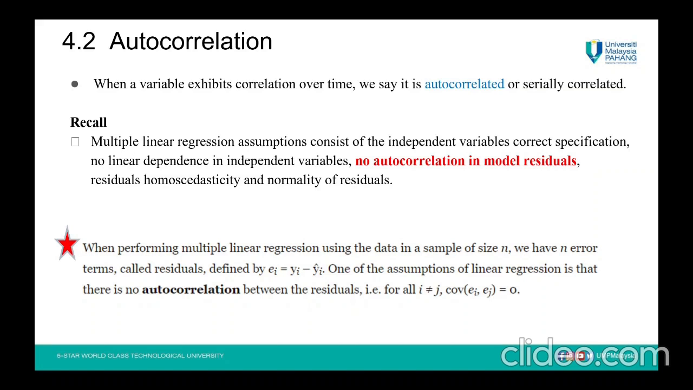Now, we will discuss topic 4.2, autocorrelation. When a variable exhibits correlation over time, we say it is autocorrelated or serially correlated. Recall that the multiple linear regression assumptions consist of the independence of variables, correct specification, no linear dependence in independence of variables, no autocorrelation in model residuals, residuals homoscedasticity, and normality of residuals. In this topic, we will focus on this part.